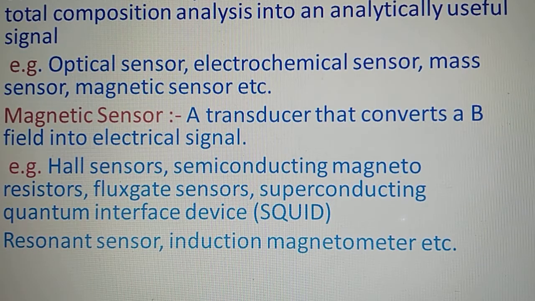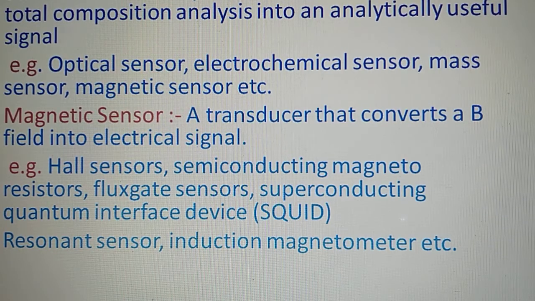The next kind of sensor is a chemical sensor, and this chemical sensor is a device that transforms chemical information, ranging from the concentration of a specific sample component to total composition analysis, into an analytically useful signal. Examples of the chemical sensor are optical sensors, electrochemical sensors, mass sensors, and magnetic sensors. These kinds of sensors are generally used in chemical factories wherever a human being cannot do the activities. The chemical sensors are used there.